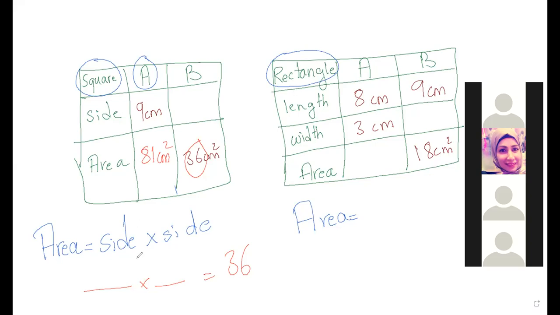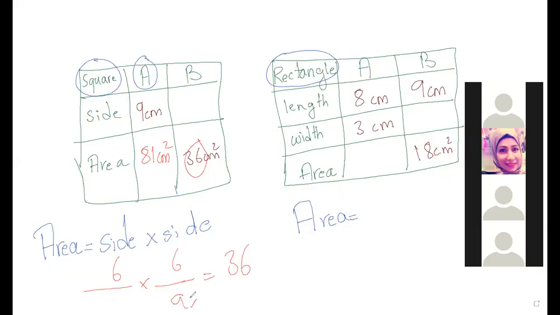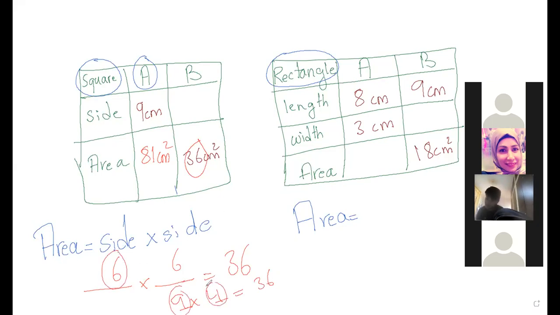So, which two numbers multiplied together give us 36, Mariam? 6 times 6. Why, Mariam, didn't you choose, for example, wait a minute, let me share it again. Why didn't you choose 9 times 4? 9 times 4, Mariam, also gives us 36.